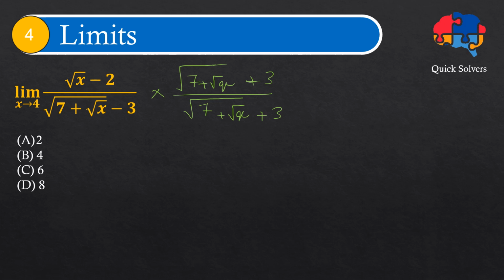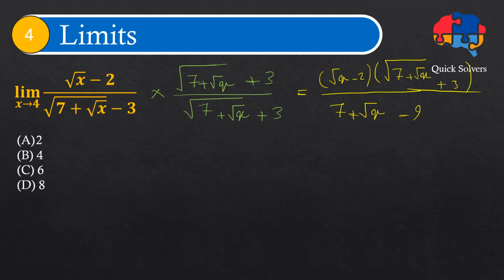And as I said, for the denominator, since we are multiplying this by its conjugate, we will get the first term to the power of 2 minus 3 to the power of 2, which is 7 plus square root of x minus 9. And in the numerator, we would have square root of x minus 2 times square root of 7 plus square root of x plus 3.